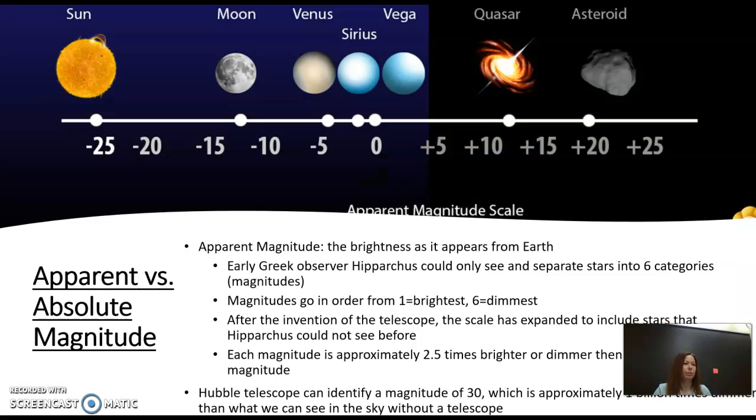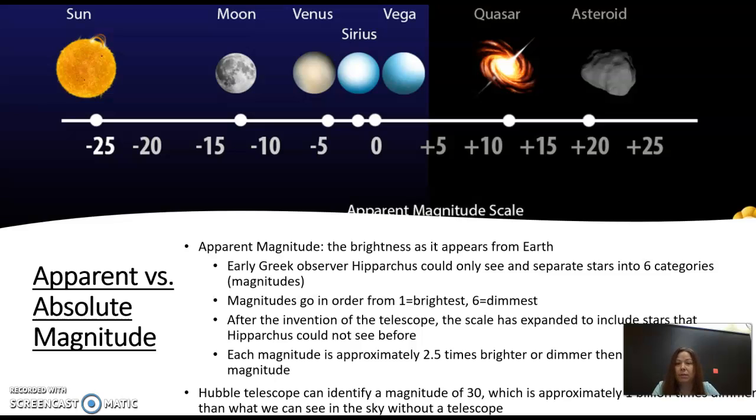So apparent magnitude is the brightness as we see it from Earth. An early Greek observer named Hipparchus could only see stars and separate them into about 6 categories. We call those magnitudes, so you can think of those 2 words as the same thing right now. Magnitudes go in order from 1 being the brightest and 6 being the dimmest, and then he just kind of ranked them in between there.